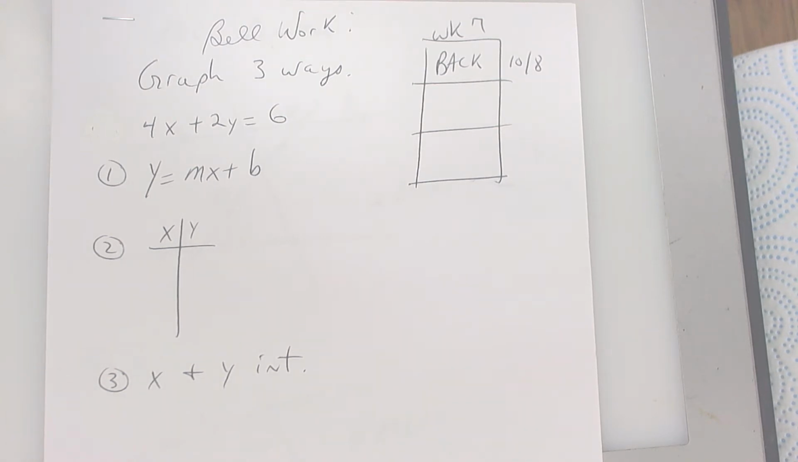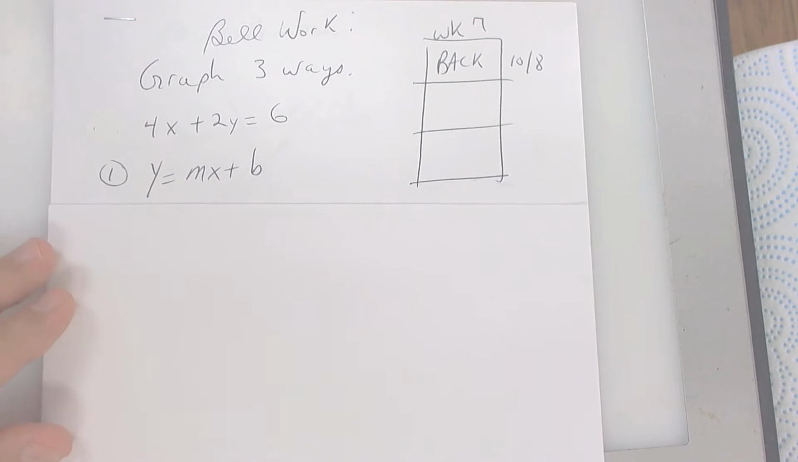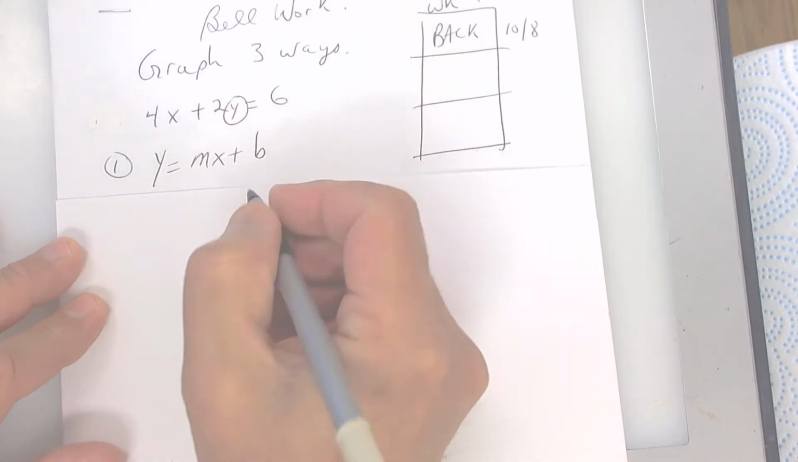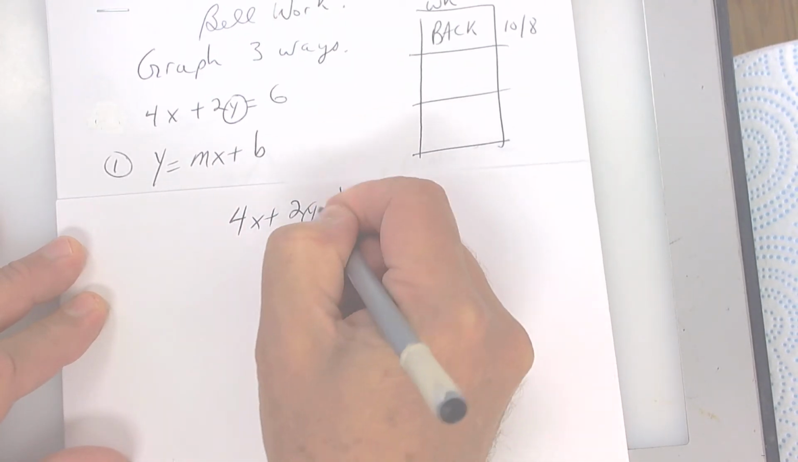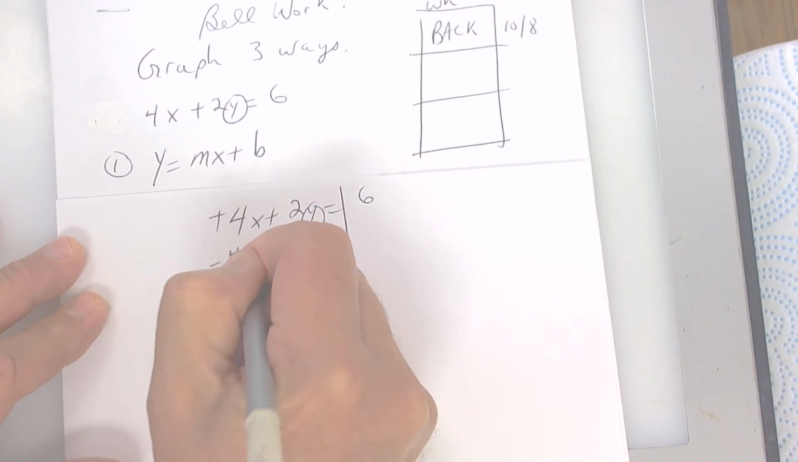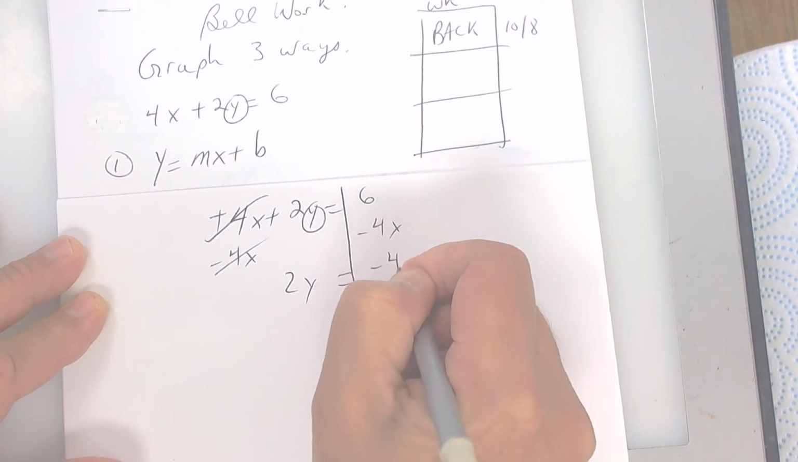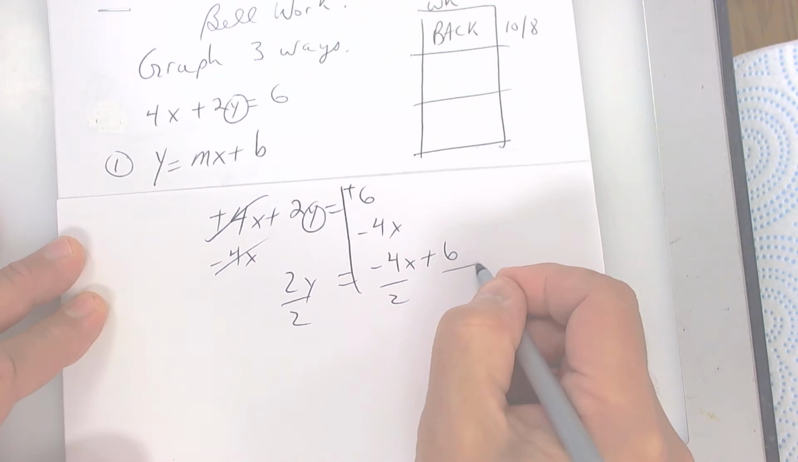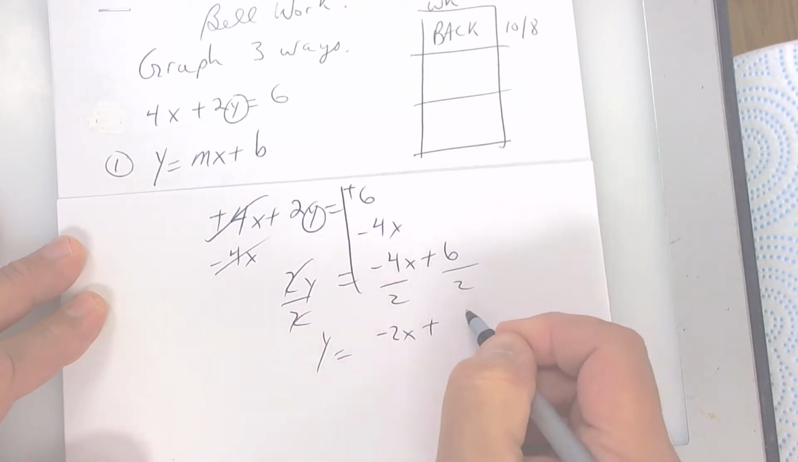Yesterday I taught you 3 ways to graph a line. The first way is using the slope-intercept. In order to do the slope-intercept, you've got to solve for y. So you're going to draw your line, circle your y, and then subtract 4x from both sides. At this point, you're going to divide by 2, so you get y equals negative 2x plus 3.